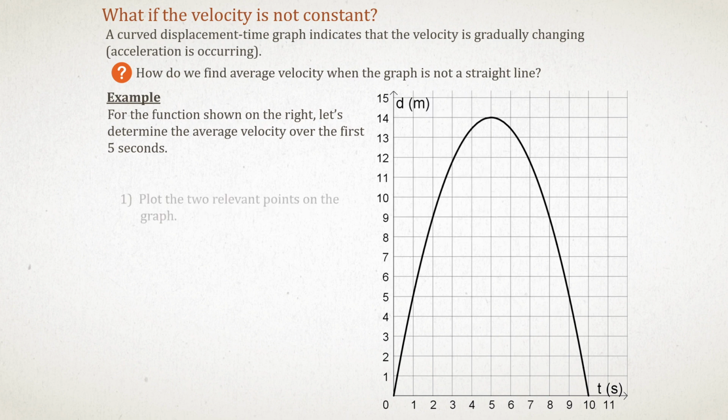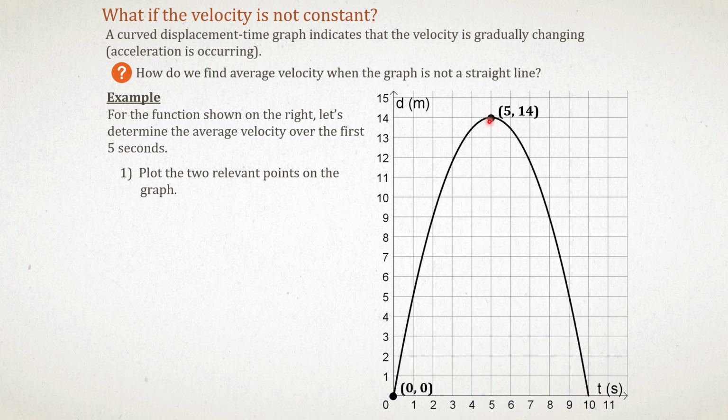Well, we're looking at the first 5 seconds here. So let's plot the 2 relevant points on the graph. The first of which is at 0. Remember, we're looking at the first 5 seconds, so we'll plot a point right there at 0. And the other one is at 5 seconds, so we'll plot that point up here. That's the point (5, 14). And if we want to find the average velocity over that first 5 seconds, we're going to draw a straight line through those 2 points.